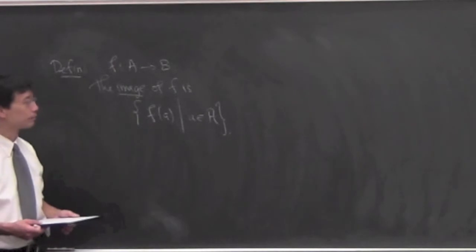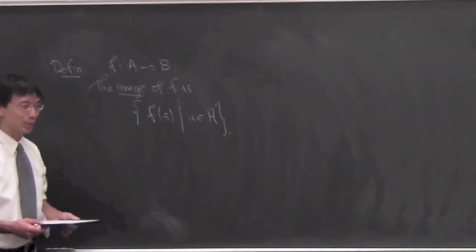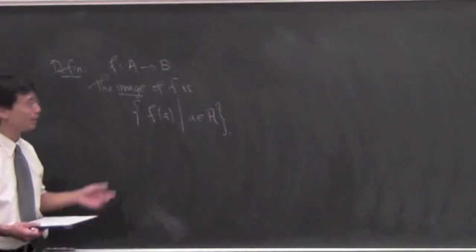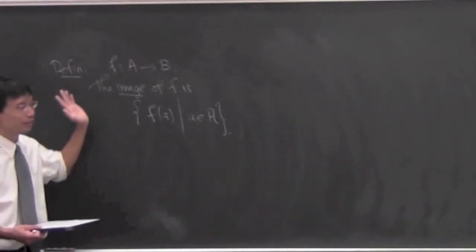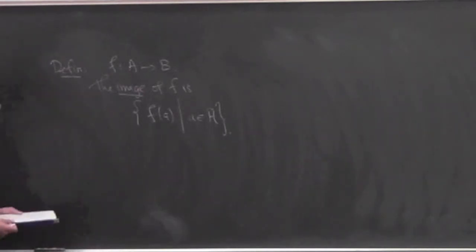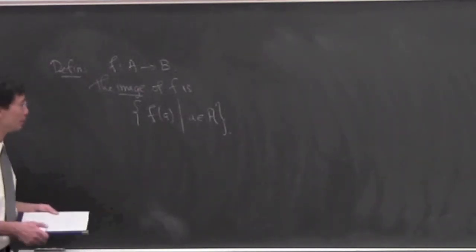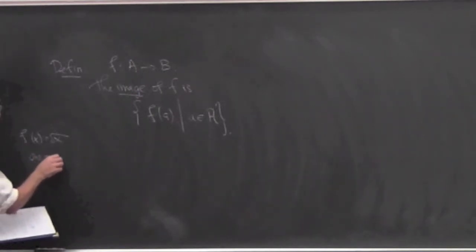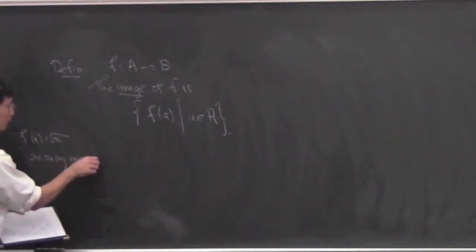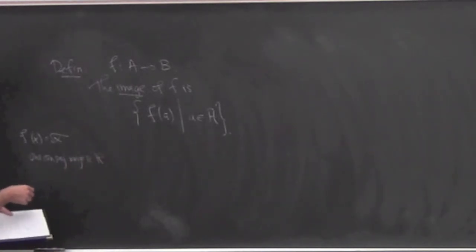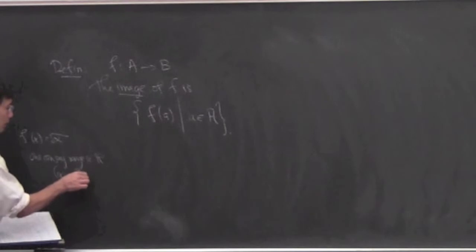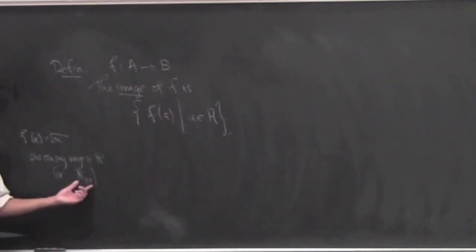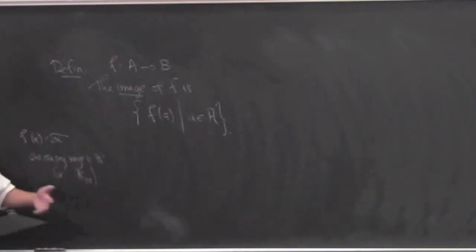So is image just another word for range? It's a more precise notion than range. It's not the same. Just go back to f of x being the square root of x. One can say that the range is all of R, or you could say it's all of R greater than or equal to 0, and that's actually more precise. The range is simply the thing that you map into.